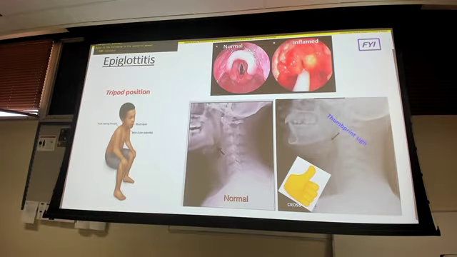So here's that picture of the tripod position. He's leaning forward, mouth open, his neck and chin extended, hands on his knees, trying to support his airway.